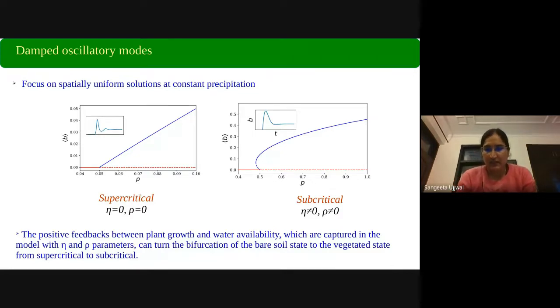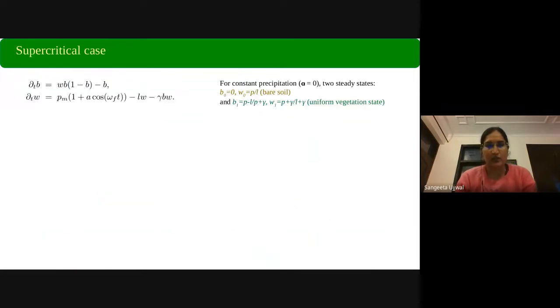But what happens if we introduce the exogenous factor also, in terms of periodic forcing? How do we introduce that? We make the precipitation, which was constant earlier, time dependent. So we have defined it in this form. A represents the amplitude of the forcing, and omega F represents the frequency of the external forcing, that corresponds to the annual periodicity in the rainfall.